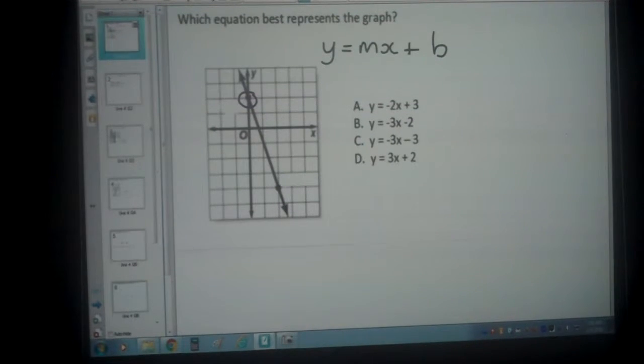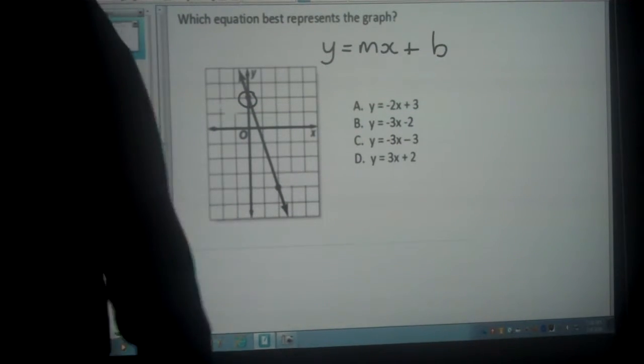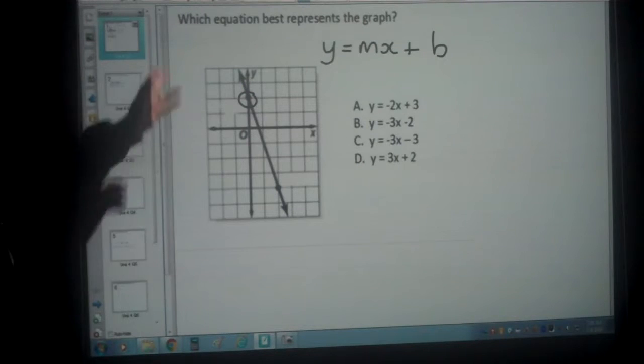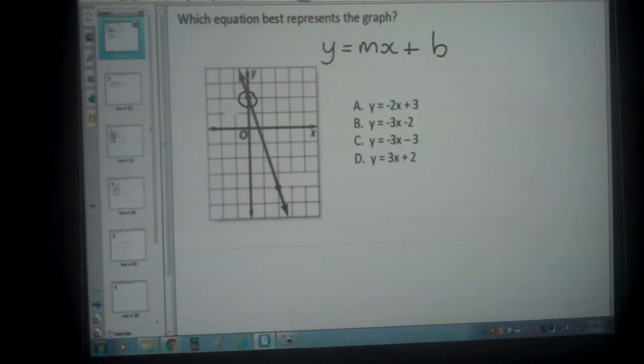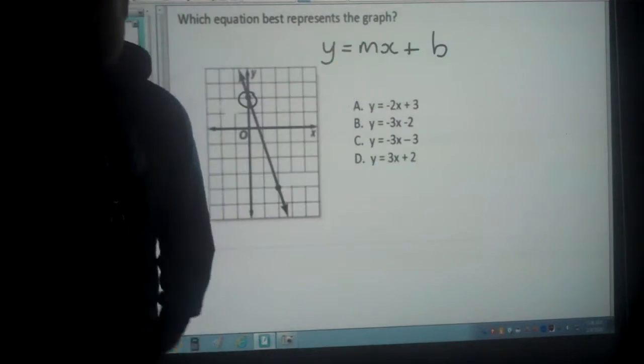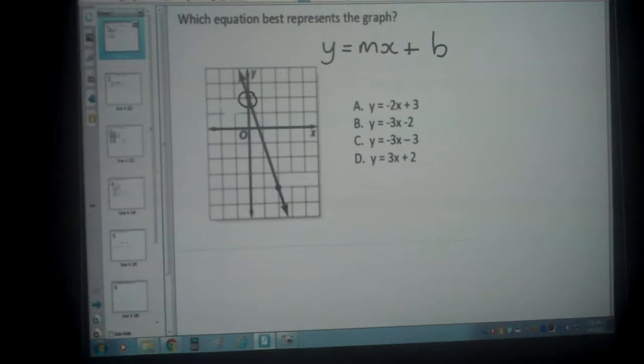This is the second benchmark, which covers Unit 4 through Unit 6. This is specifically Unit 4. Now, our first question asks us which equation best represents the graph. When we do that, we're going to use equations in slope-intercept form, which looks like this: y equals mx plus b, where m is the slope, and the last number is the y-intercept.